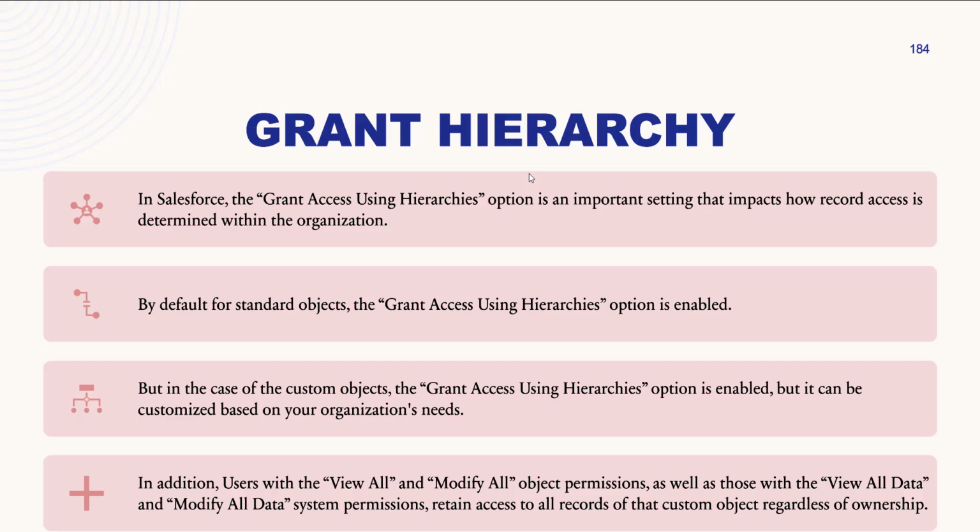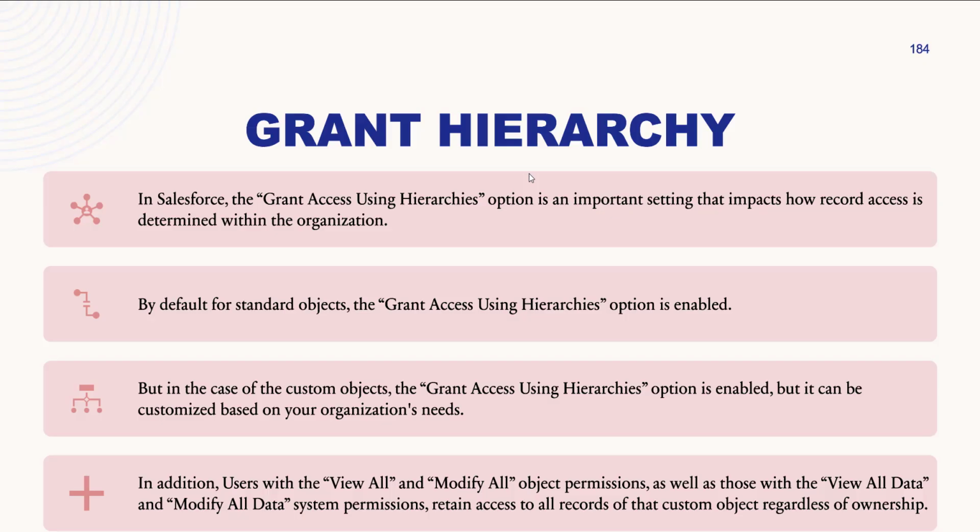But in the case of a custom object, the Grant Access Using Hierarchy option is enabled, but it can be customized based upon your organization's needs. If the option is disabled for the custom object, record access is restricted to the record owner and users who are granted access through the organization-wide default. It will not work upon the role hierarchy structure. It will work according to the organization-wide defaults that we have already discussed.